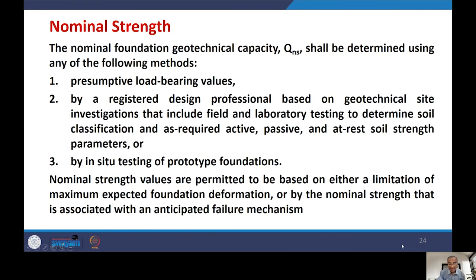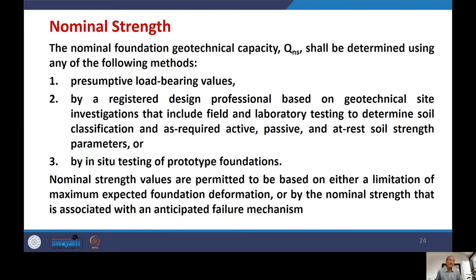Now, coming to the nominal strength suggested by the ASCE, the nominal foundation geotechnical capacity QNS shall be determined using any of the following methods. What are the methods? First is presumptive load bearing values by a registered design professional based on geotechnical site investigation that include field and laboratory testing to determine soil classification and, as required, active, passive and other soil strength parameters. So this is basically a fast track. So if you have a registered design professional based on geotechnical site investigation, in that case you can have the determined soil classification and active passive soil strength parameters.